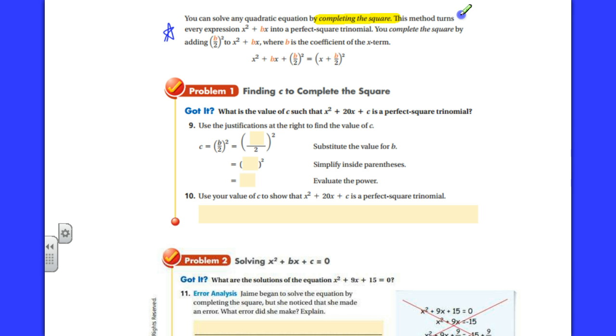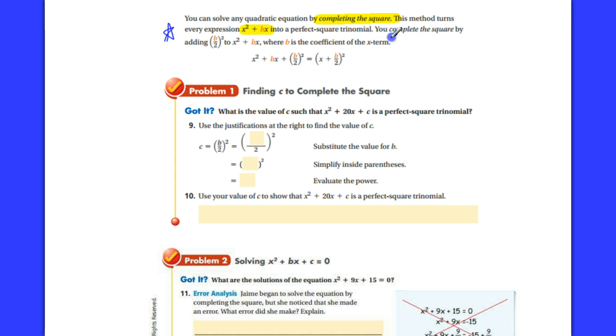This method turns every expression such as x squared plus bx, now remember that's ax squared, right, plus bx, but in this lesson in completing the square, you don't need to write that a in there, sorry if you did, that a is 1, a has to be 1 when we complete the square. All right, into a perfect square trinomial. You'll know that there is no c in that, and you'll see why in a little bit.